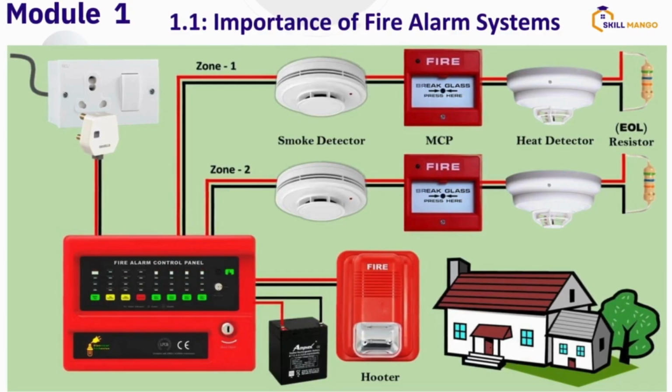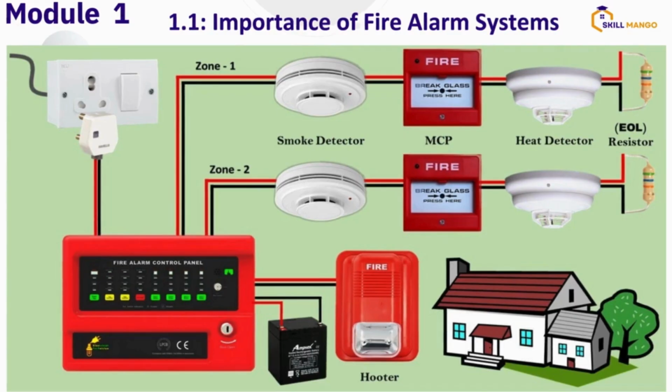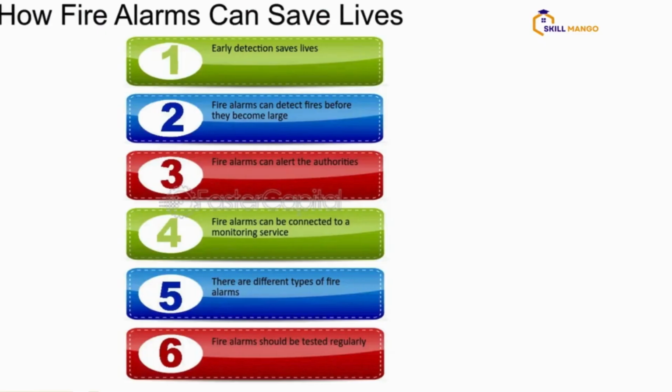Then you do your chain connection, and at the end of the line, you put your end-of-line resistor. So basically, that's the diagram. In this training, we're going to be going into the details and the practical session on this fire alarm system.